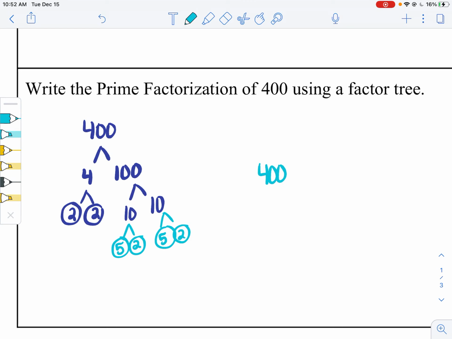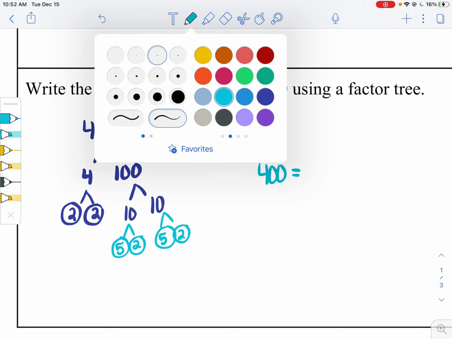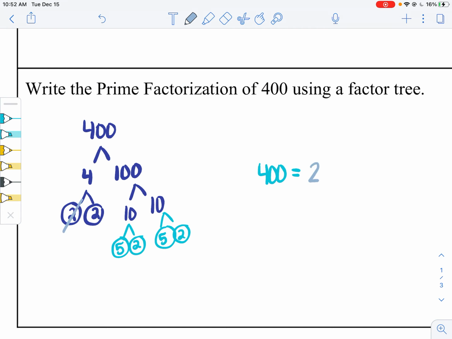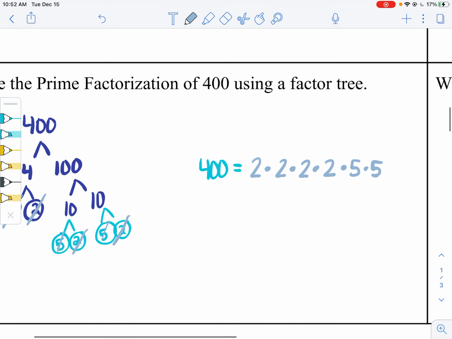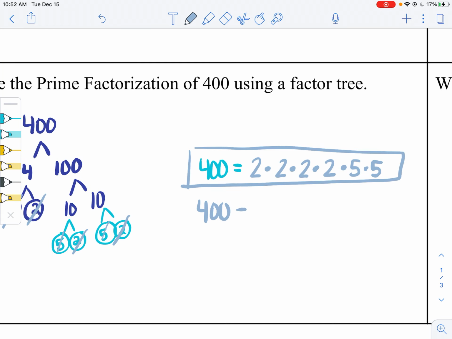So 400 is equal to, and I'm going to cross them off as I go, 2 times 2 times 2 times 2. So 4 twos times 5 times 5. We do want them in order from least to greatest, so the 2s come first, then the 5s, just to be more organized. And then we can write this using our exponents. So we have 4 of them. So 2 to the 4th power times 5, and there's 2 of them, to the 2nd power. And that is our simplified version.